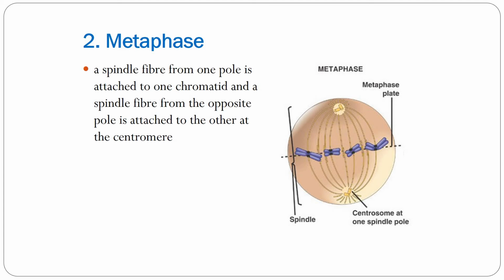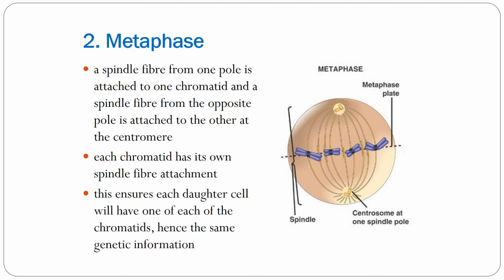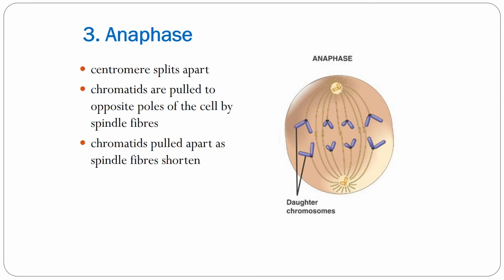at the center of the cell. Now, a spindle fiber from one pole is attached to one chromatid, and the opposite pole has a spindle fiber that attaches to the other centromere, so that when they shorten the length of the spindle fiber, later on they're able to separate from each other. Each chromatid now has its own spindle fiber attachment to make sure that the division is going to be equal in terms of genetic information.